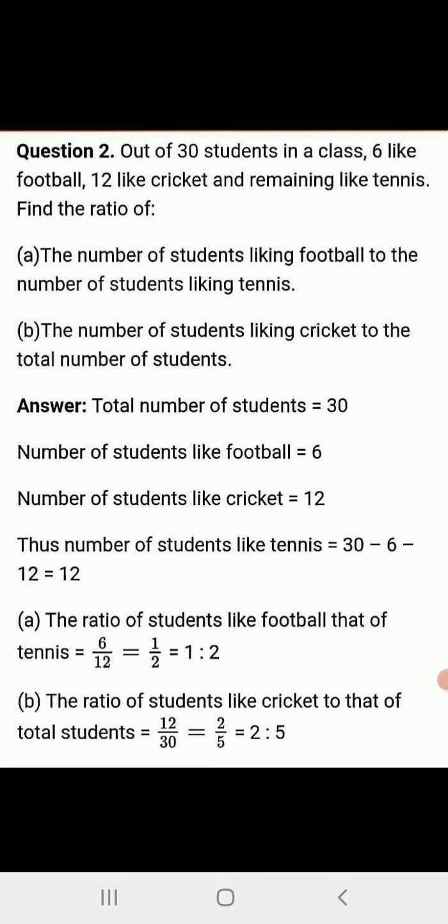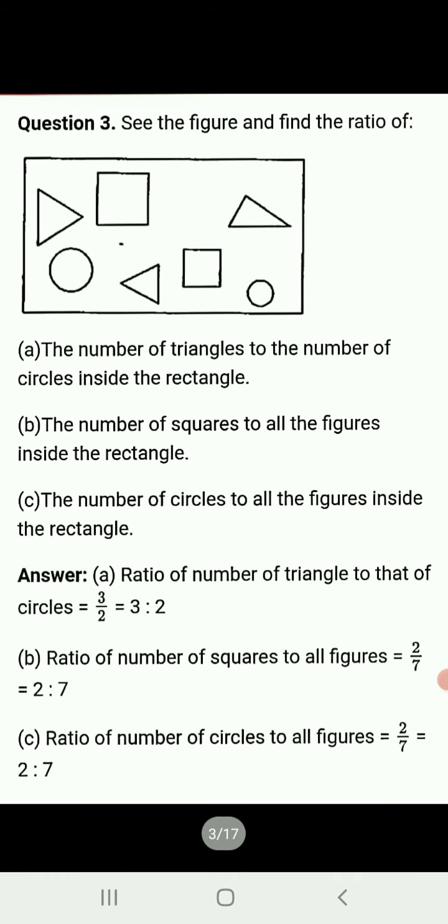Question B. The ratio of the number of students liking cricket to the total number of students. So the total number of students who like cricket is 12. Total students in the class is 30. So 12 by 30. When you cancel using the sixth table, 6 2s are 12, 6 5s are 30. You get 2 by 5, which is equal to 2:5.